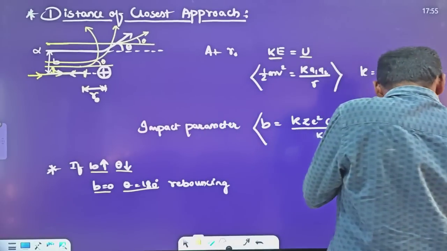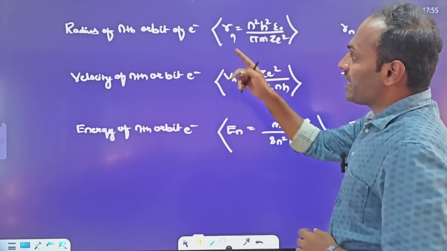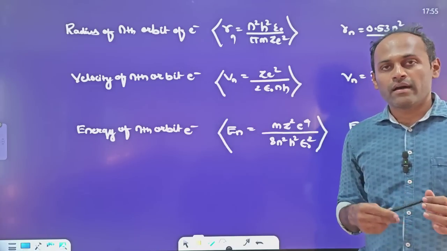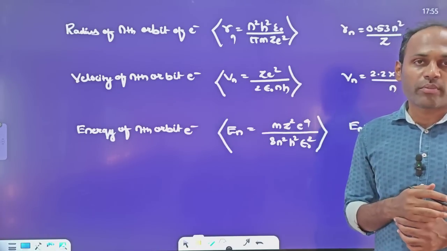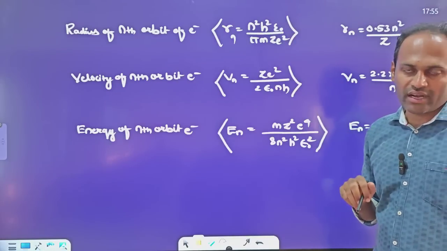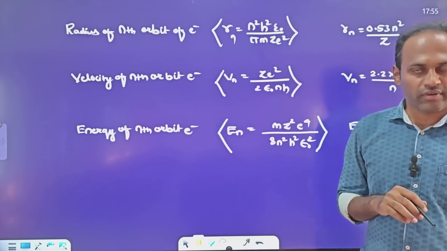Okay, let us go to the next concept. Next is the radius of the nth orbit of an electron. The radius of the orbit of the electron in the nth orbit is given by n square h square epsilon naught divided by pi m z e square. This is the formula for the radius of the nth orbit of an electron.